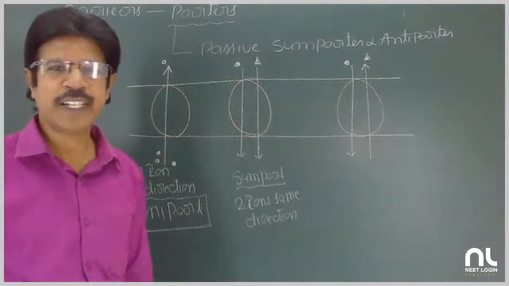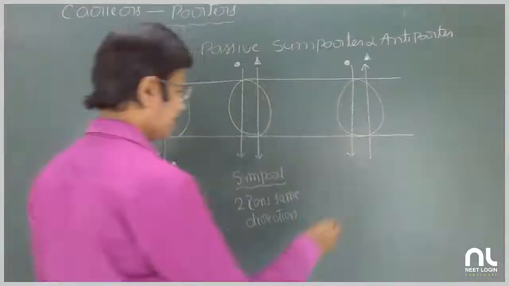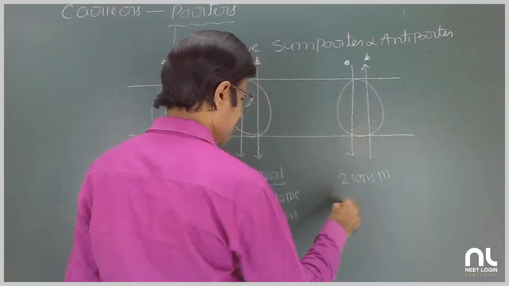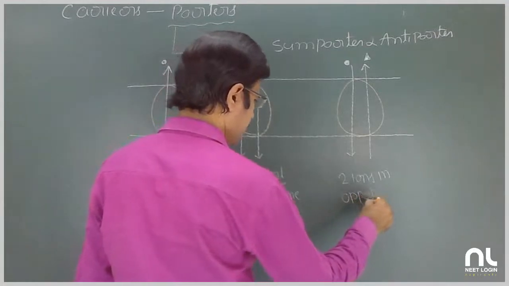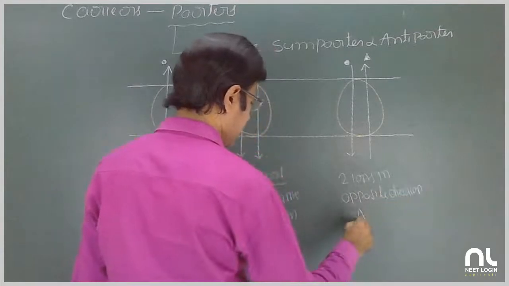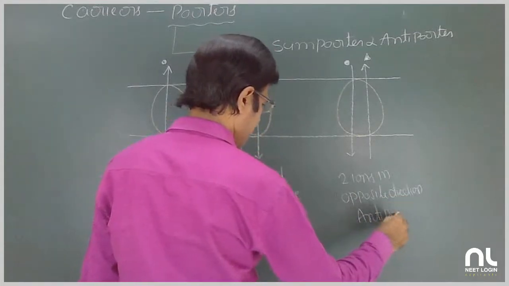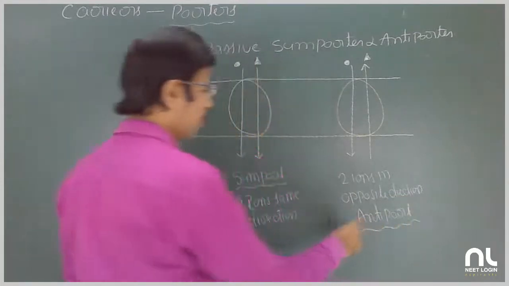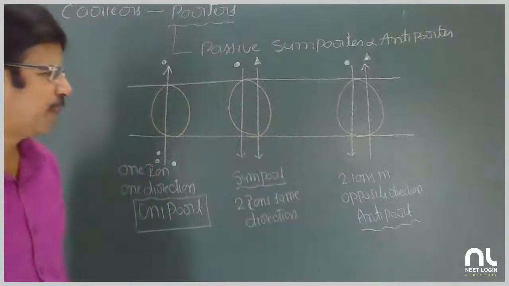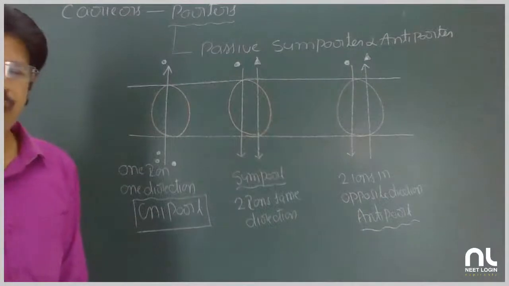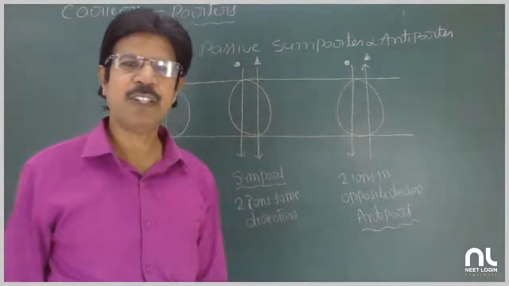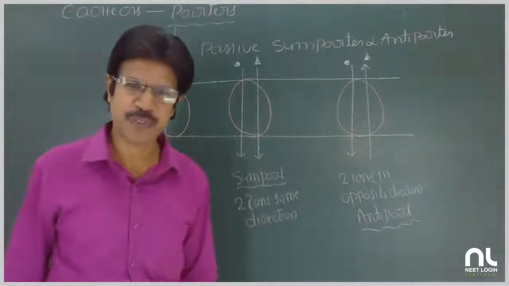Two ions in the opposite direction, what do you call it? It is antiport. So uniport, symport and antiport. And two ions at a time, that is symport and antiport, collectively what do you call it? It is co-transport.